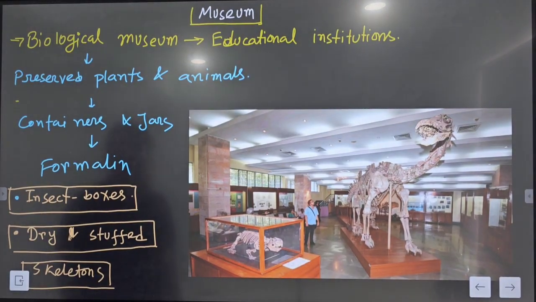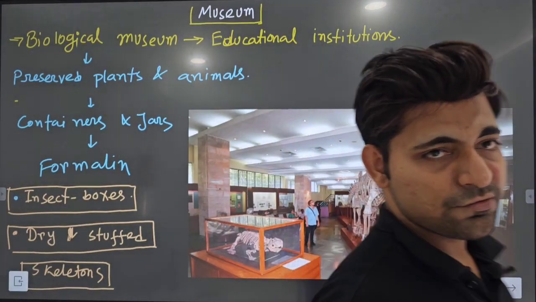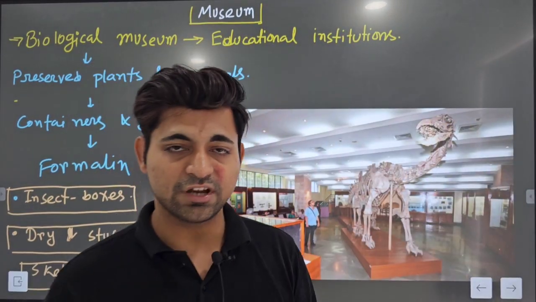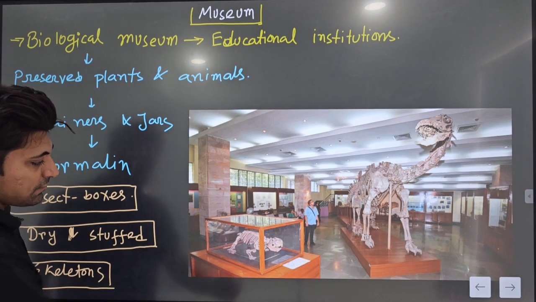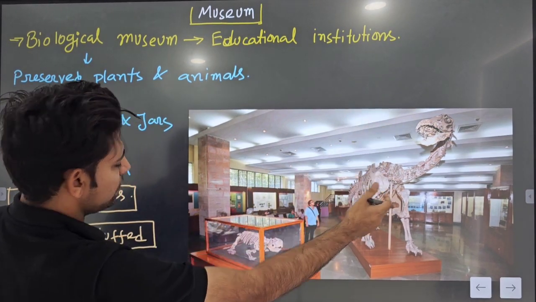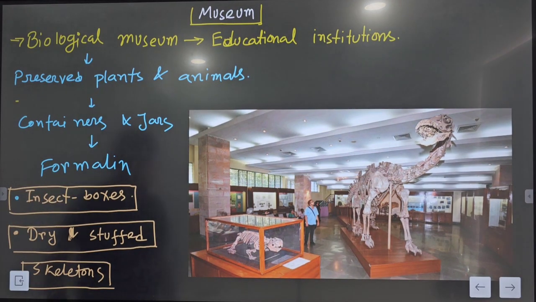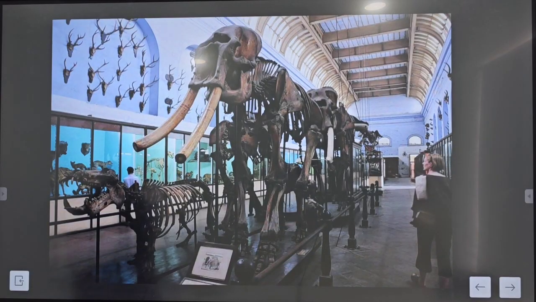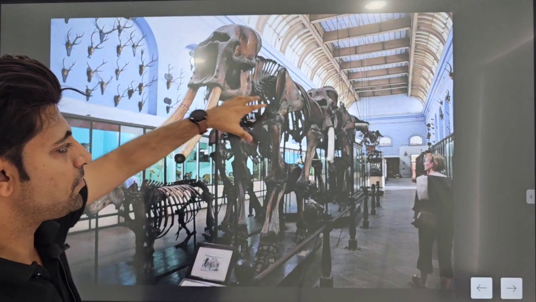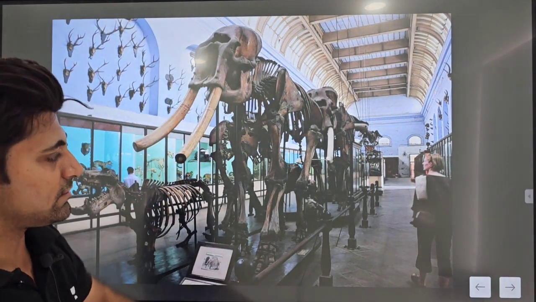This is a museum, where generally you will find museums in universities and educational institutes. Here you can see the skeleton of a dinosaur, a fossil of a dinosaur, or rather a fossilized skeleton of a mammoth, the old elephants.